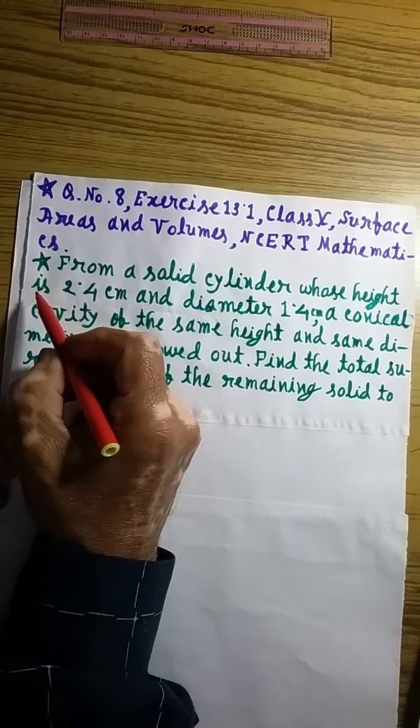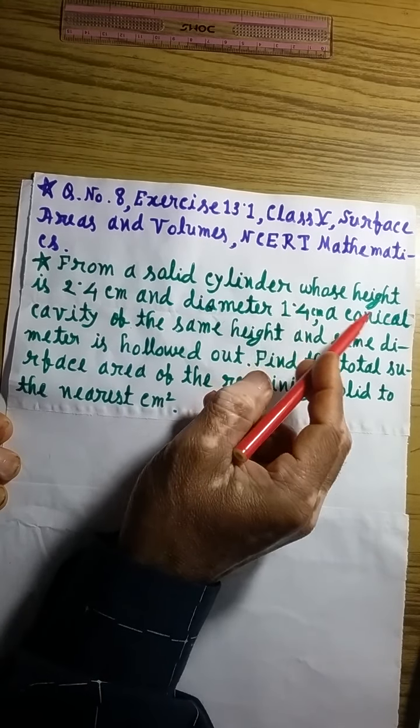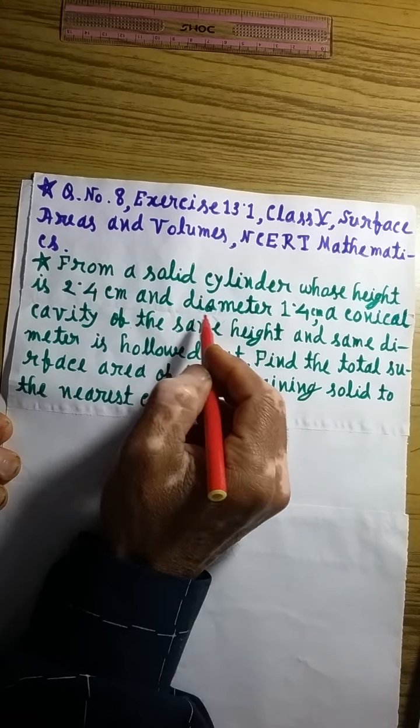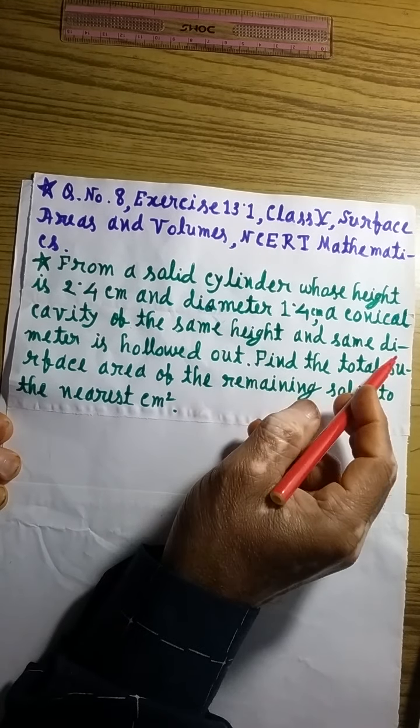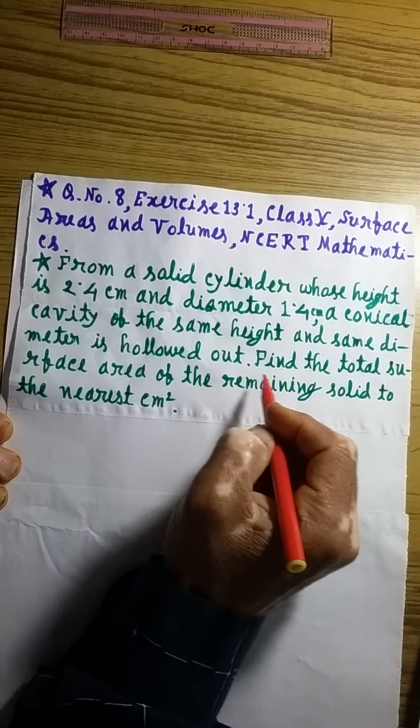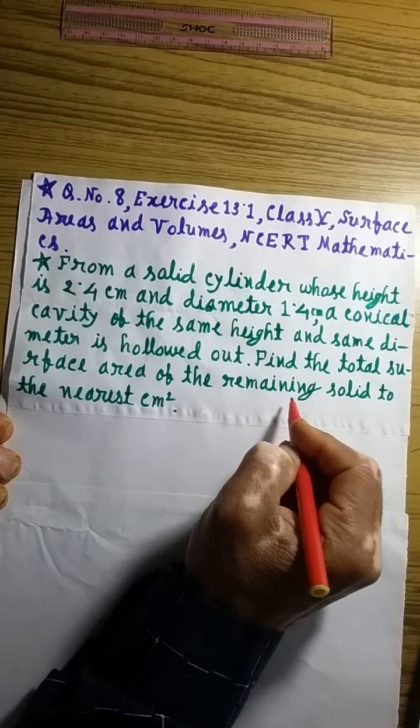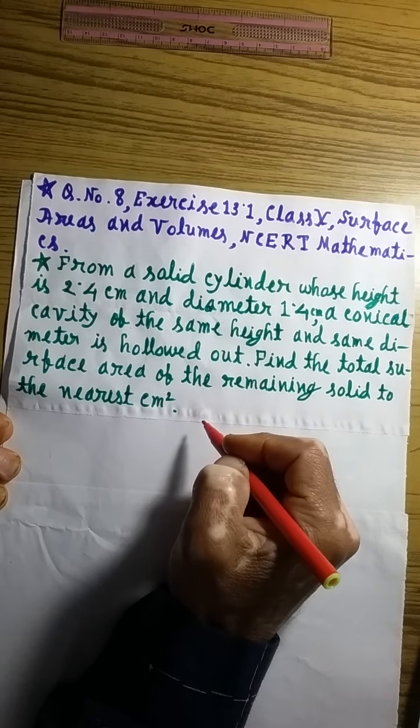Now let us see what the question says. From a solid cylinder whose height is 2.4 centimeters and diameter 1.4 centimeters, a conical cavity of the same height and the same diameter is hollowed out. Find the total surface area of the remaining solid to the nearest centimeter square.